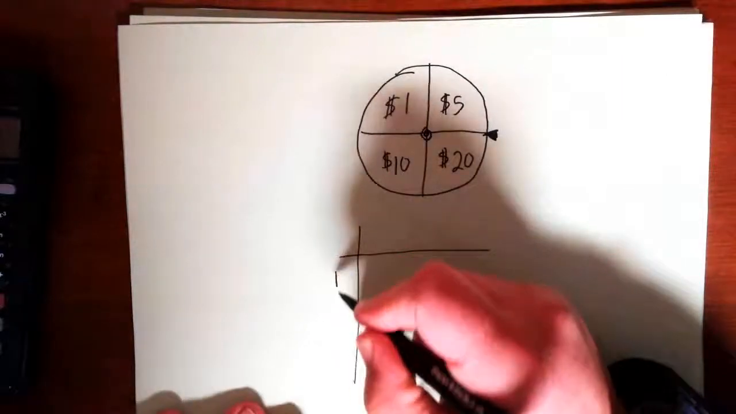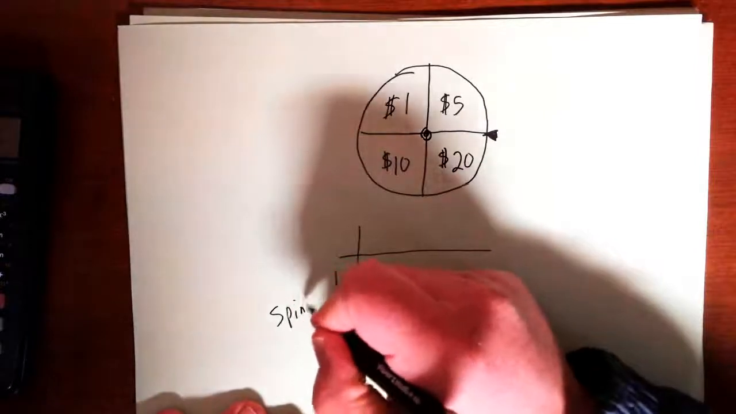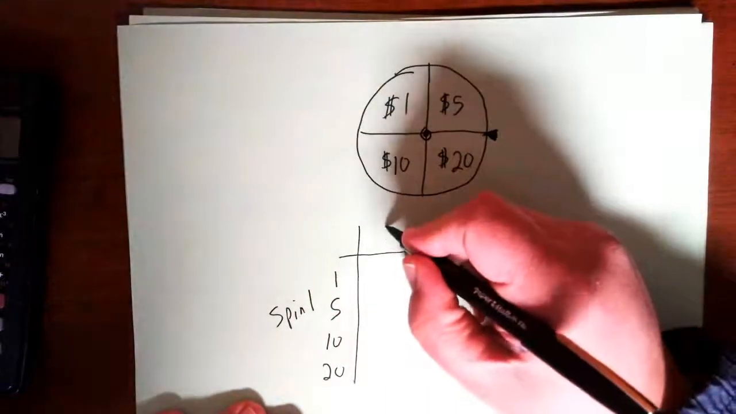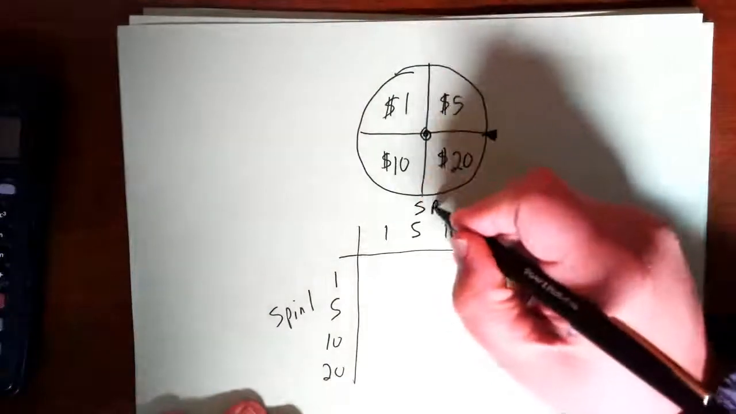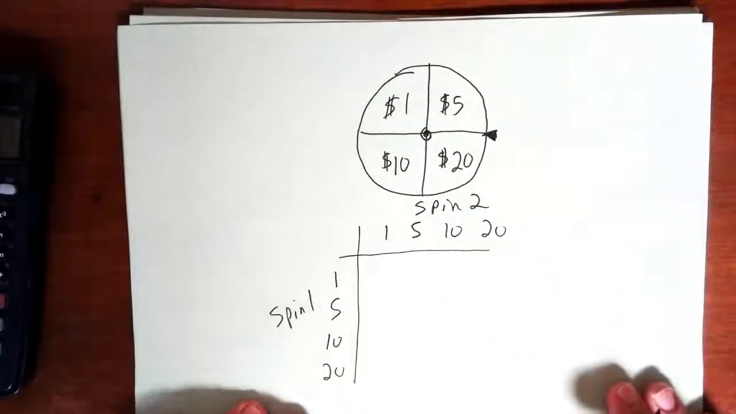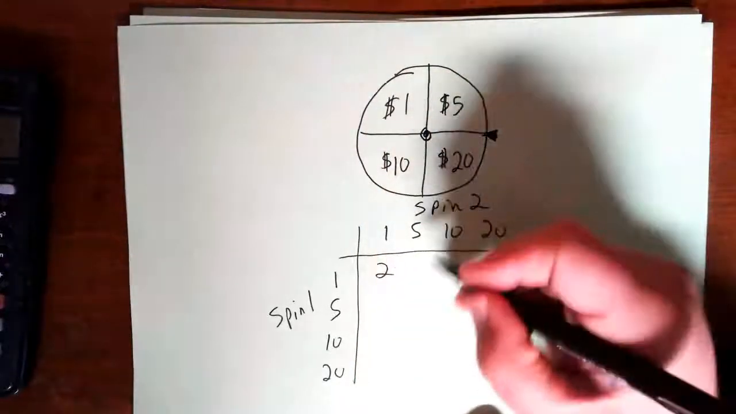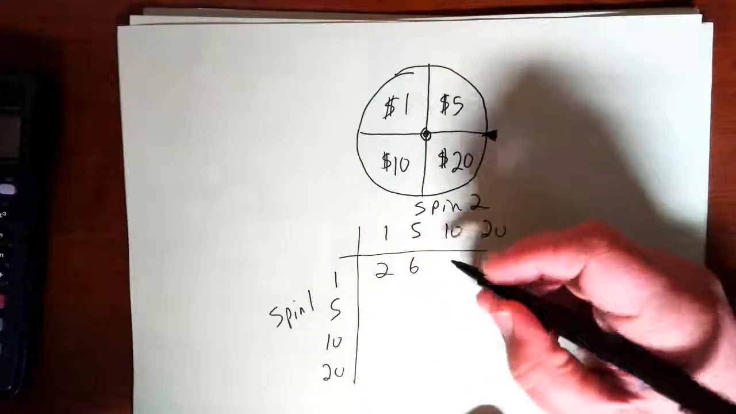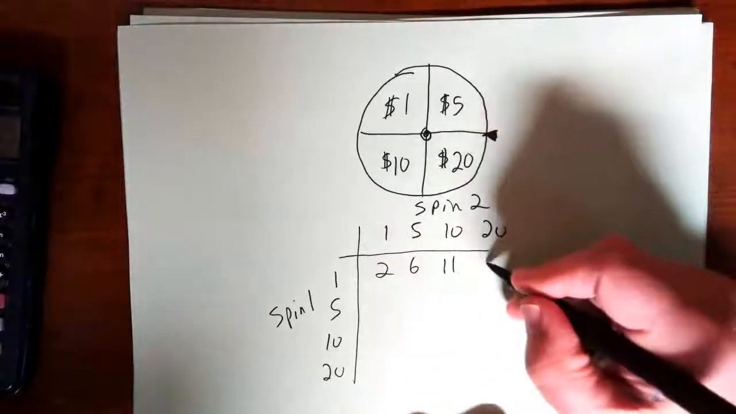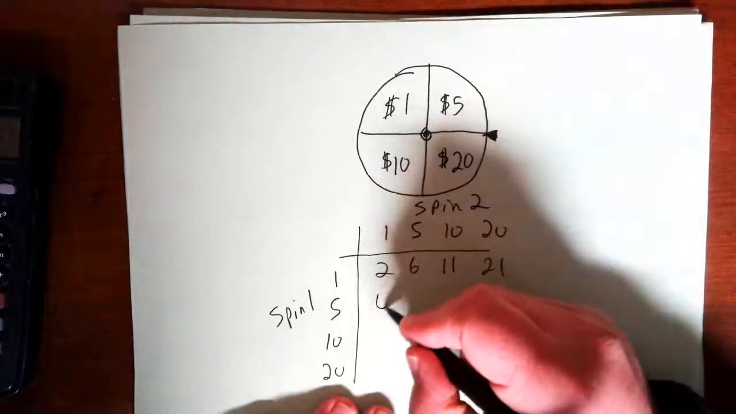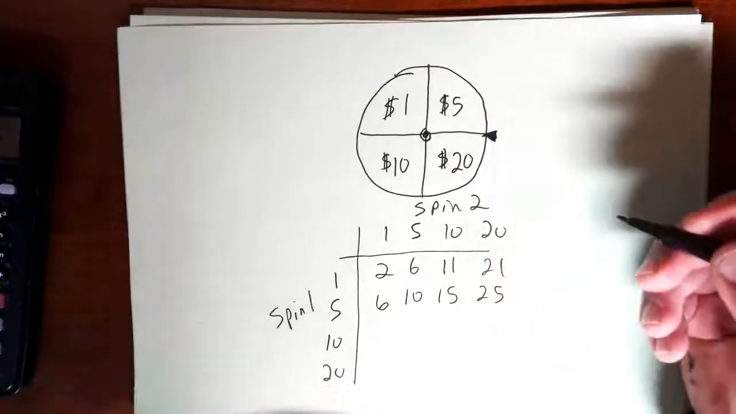And you can think of this as spin 1, just like roll 1, and this would be spin 2. So you could spin a 1 and a 1, and that's where you get the $2. A 1 and a 5, you would get $6. 1 and 10 would be $11. 1 and 20 would be $21. So this would be 6, 10, 15, 25.